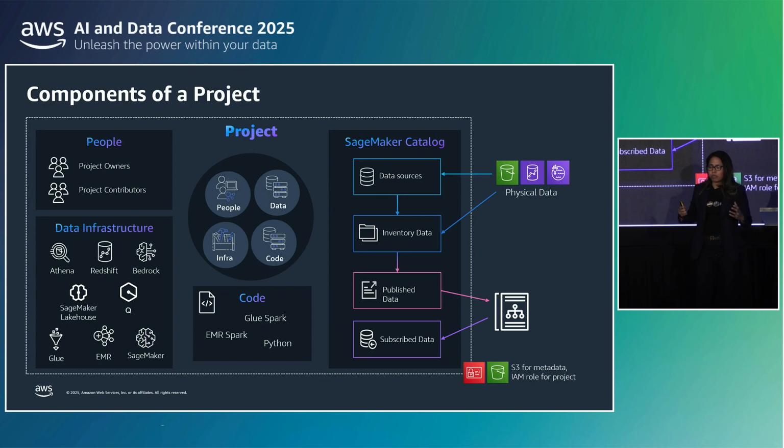And then if we zoom out slightly, there will be multiple projects outside, and you can make your data available for other projects to access by publishing it in the catalog. If you don't want to make data available for other projects, you cannot publish it. You have the choice. It doesn't mean your data has to be all published within the SageMaker catalog.